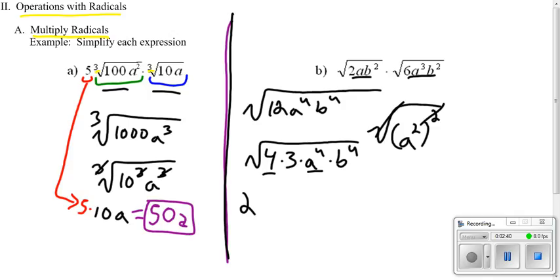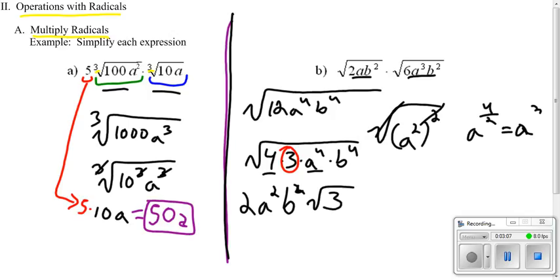So it comes down to just a squared, or we can recognize it as a to the 4th over 2, in which case we still have a squared. So the square root of a to the 4th is a squared. Similarly, the square root of b to the 4th is b squared. And we can't forget our square root of 3 here. That doesn't simplify at all anymore. So we're just left with the square root of 3. And this is our final answer in its simplest form.